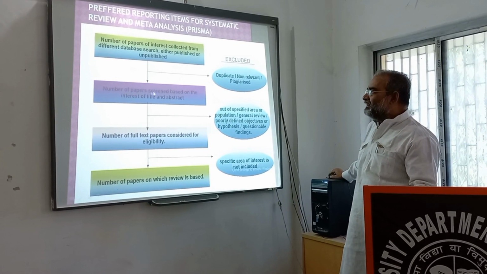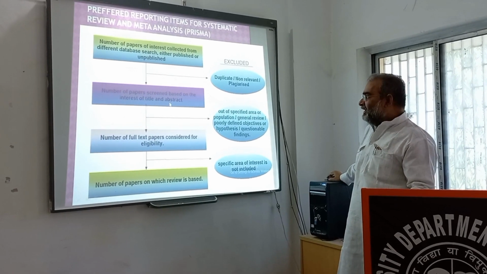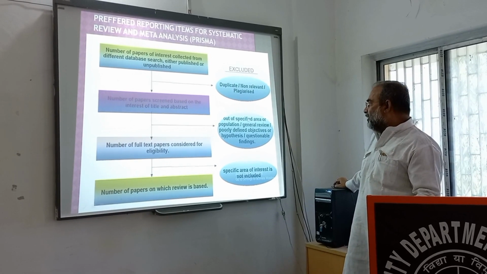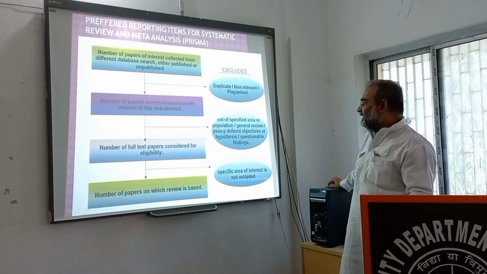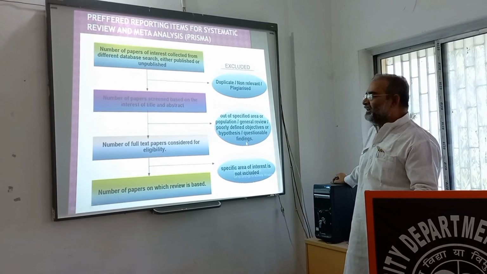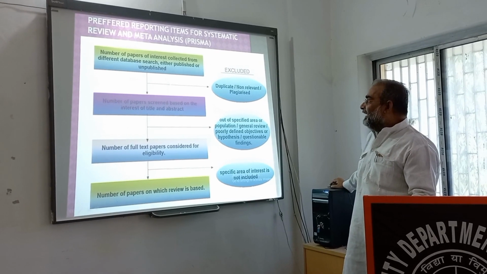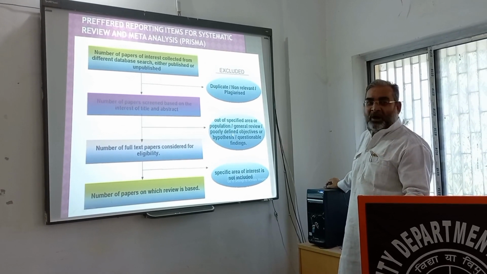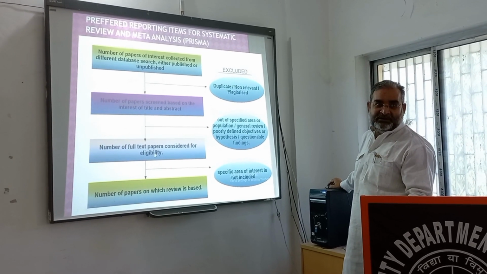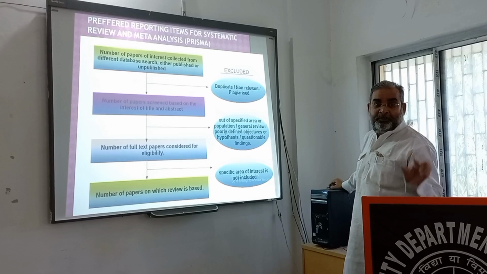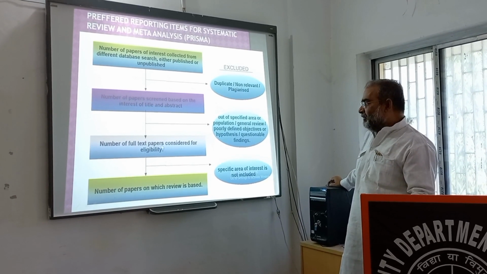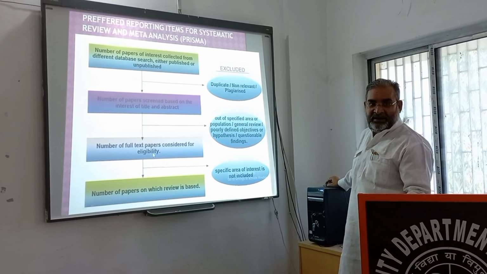Then you observe the titles and abstracts, and again some papers are eliminated due to being out of the specified area or population, generalized review, poorly defined objectives or hypothesis, or questionable findings. That means n minus x minus 1 comes for the number of full text papers considered for the PhD. And you must go through all the papers which come under the heading of the number of full text papers considered for the PhD.